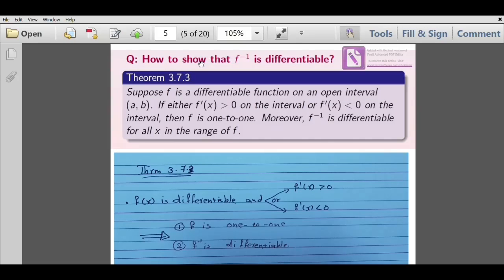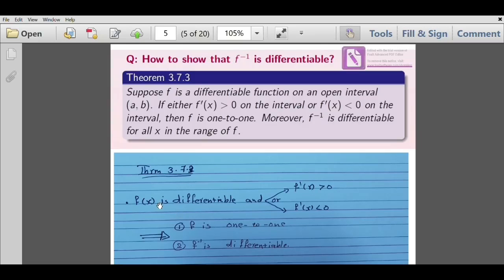How to show that f inverse is differentiable? Let us see this by Theorem 3.7.3. Suppose f is a differentiable function on an open interval (a, b). If either f prime of x is greater than 0, so that means your function is increasing on the interval, or f prime of x is less than 0, that means your function is decreasing on the interval, then f is 1 to 1. Moreover, f inverse is differentiable for all x in the range of f.